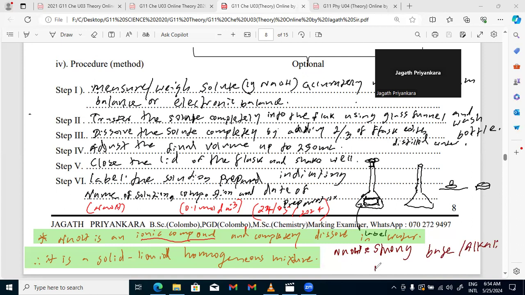Plus it is an inorganic compound. Inorganic means no carbon. Organic means with carbon, and this one has no carbon. Therefore it is inorganic. No carbon means inorganic. With carbon, organic. Without carbon, inorganic.